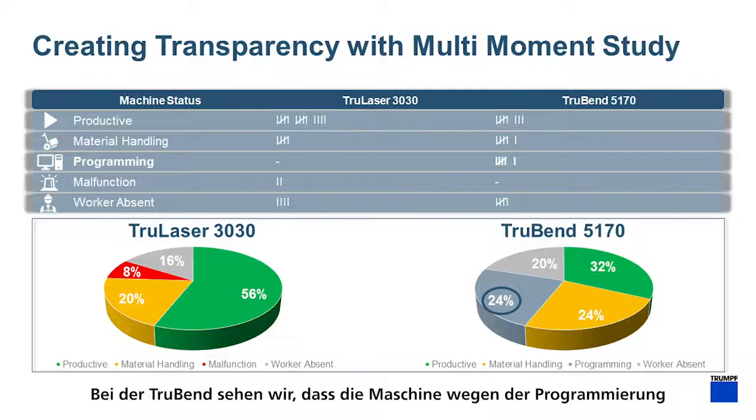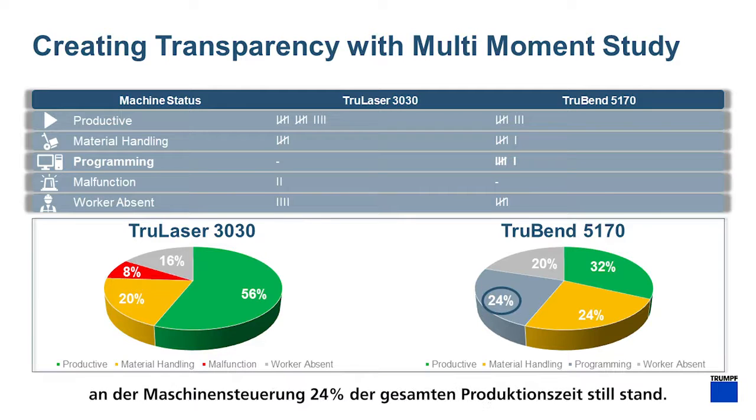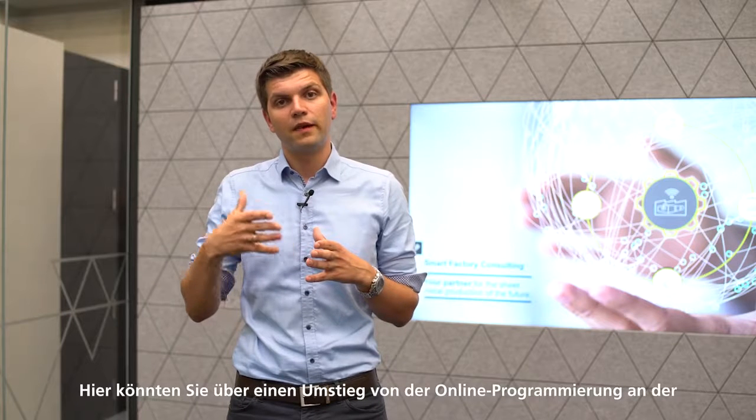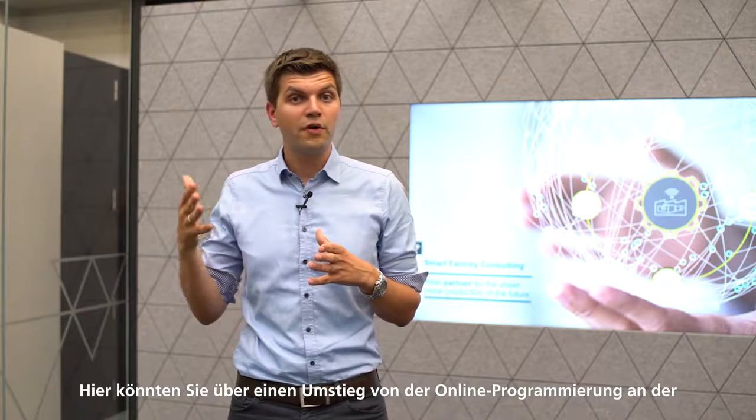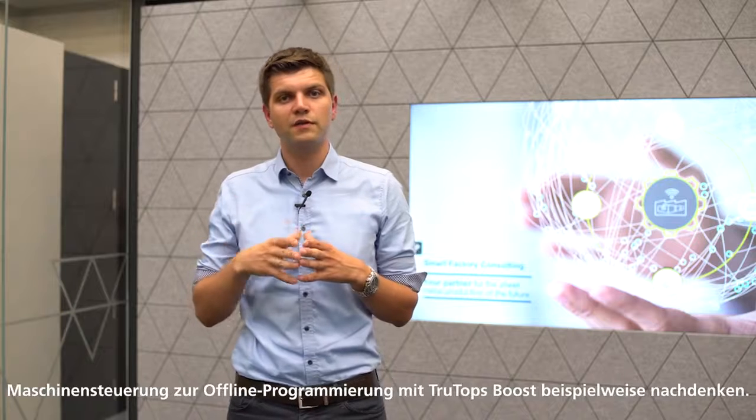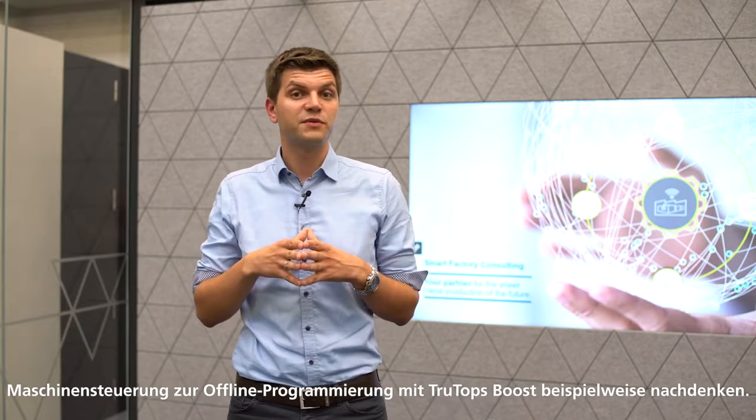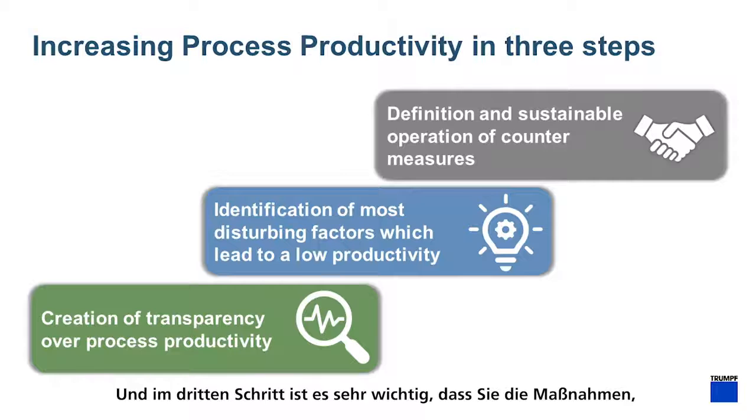On the TruBend side, we see that 24% of the entire production time the machine was standing still because of programming on the machine control unit. Here you might think about a transfer from online programming on the machine control towards offline programming on TruTops Boost, for example.